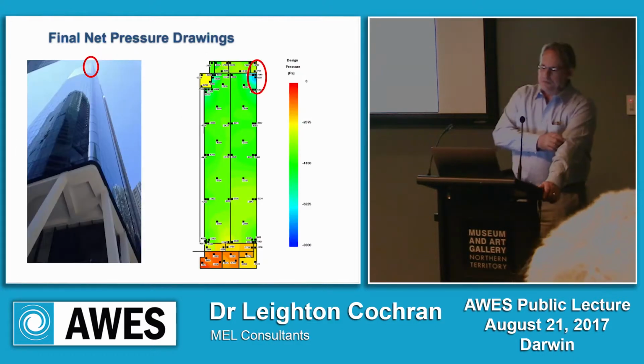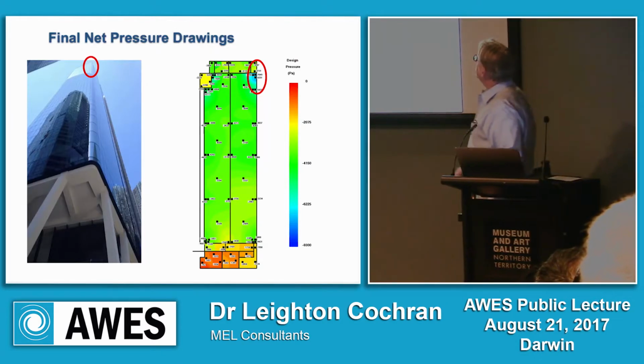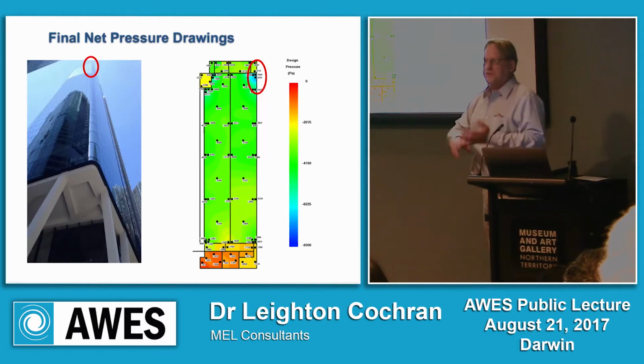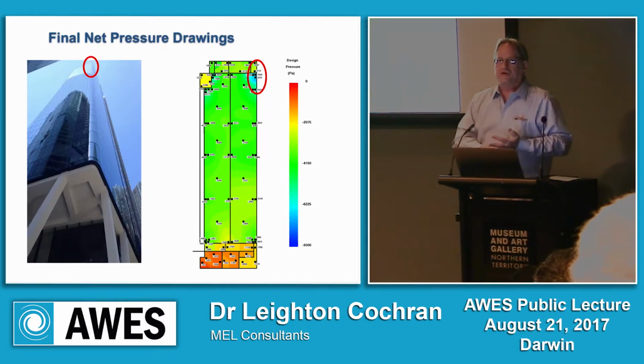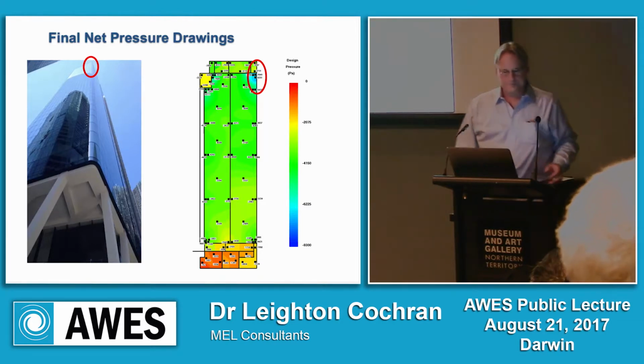A wind engineering lab will typically provide you a drawing something like this. This happens to be a building in Brisbane, where there are contour drawings of the net pressures, the internal pressure and the external measured pressures. This one happens to have a little hot spot up on the top corner there.